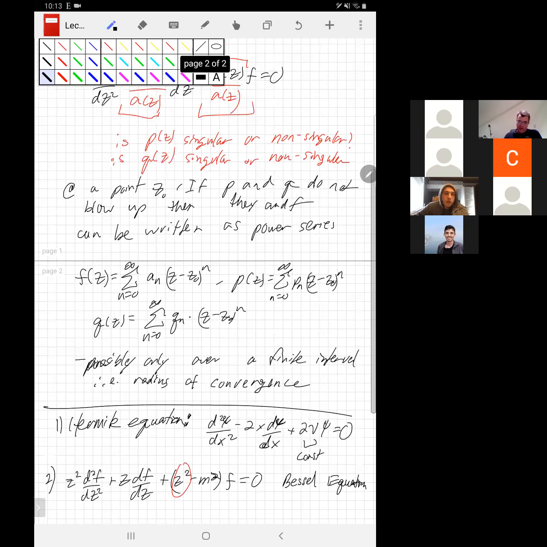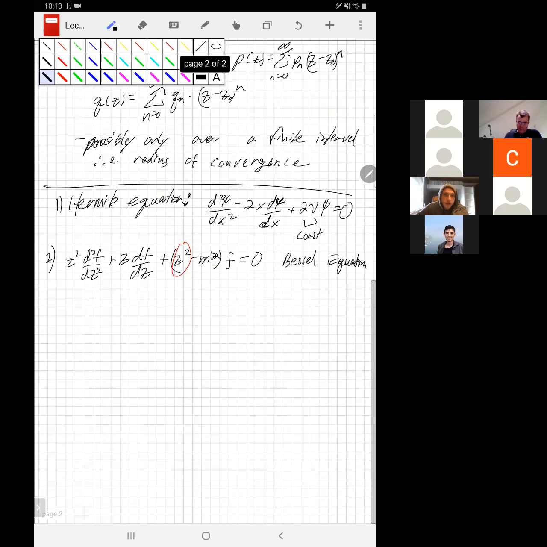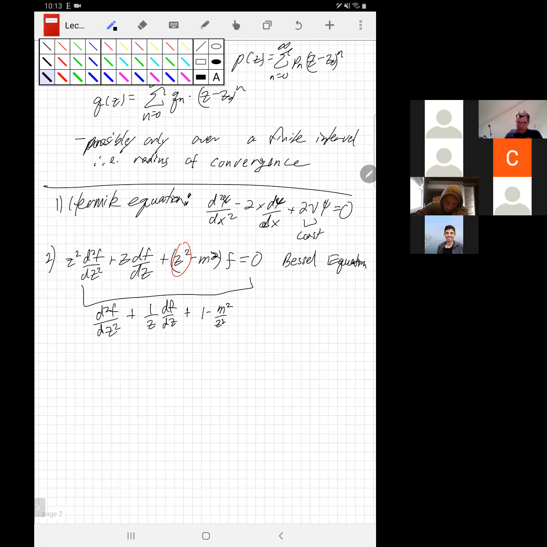Now, this equation doesn't look like this form, but if I divide everything by z squared, I get d squared f by dz squared plus 1 over z df dz plus (1 minus m squared over z squared) f equals 0. And this is singular.